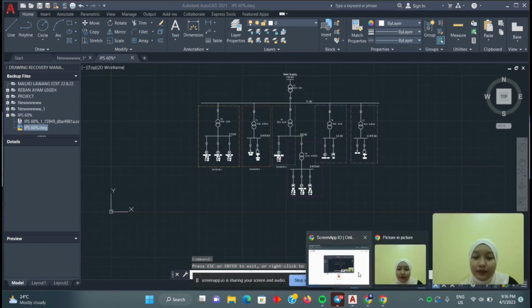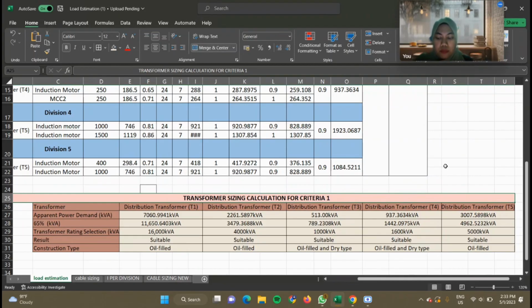Thank you. I will present the project outcome and discussion for transformer sizing calculation for criteria 1. The table shows the variable transformer rating selection discrepancy resulting from different voltage values for selection reasons. Transformers rated at 16,000 kVA and 7,060.99 kVA were chosen for distribution transformer T1. And transformer 2 is rated at 4,000 kVA with a maximum output of 2,461.5897 kVA. Transformer 3 rating is 1,000 kVA with a maximum demand of 513 kVA.